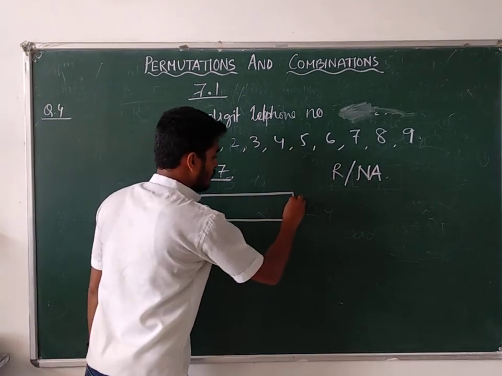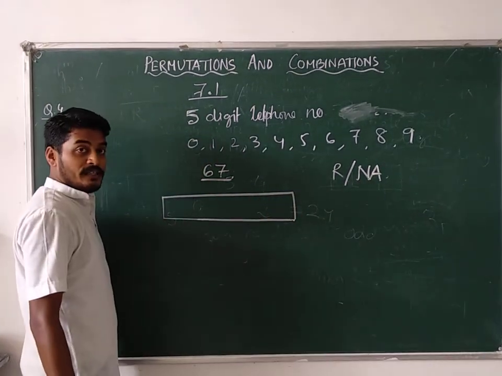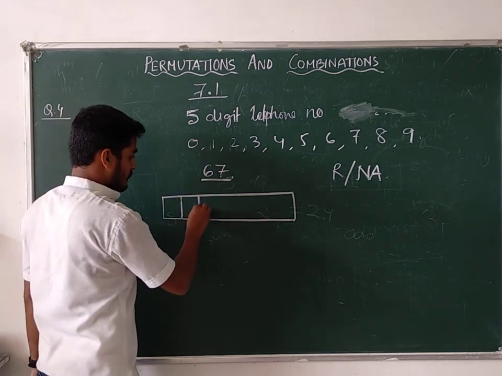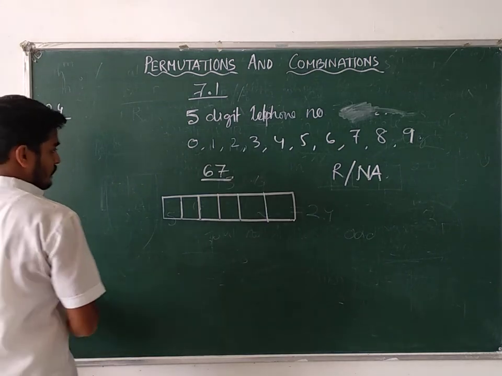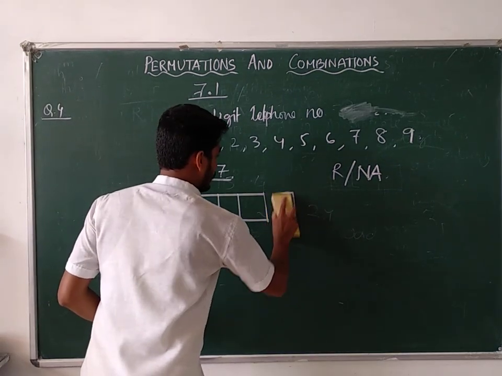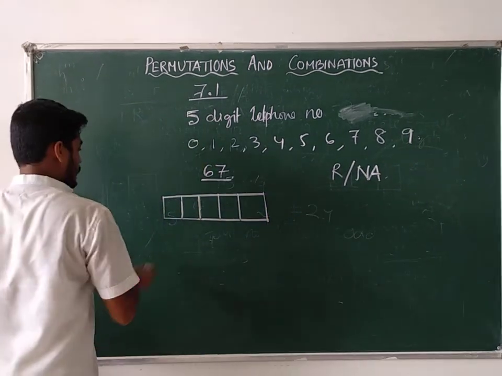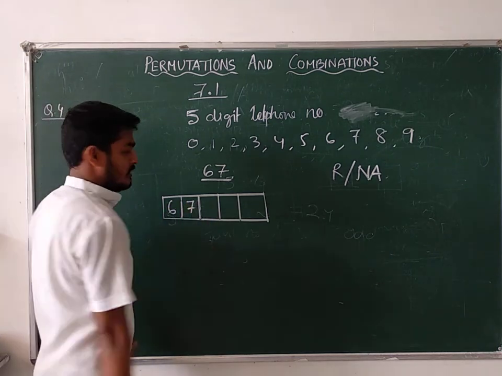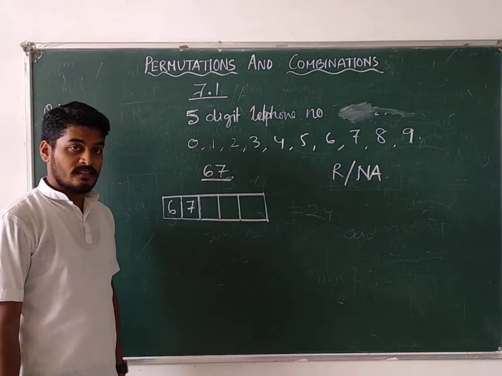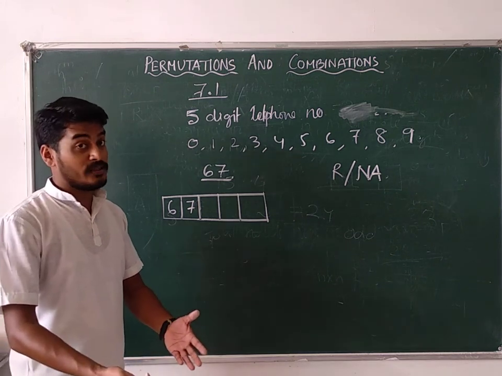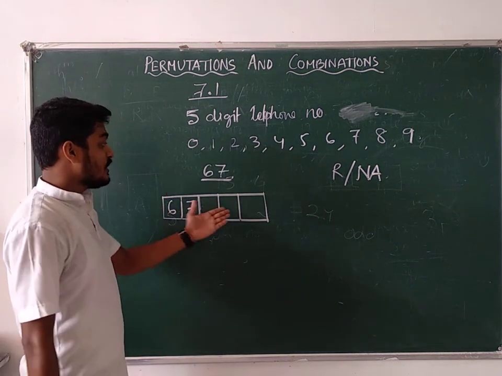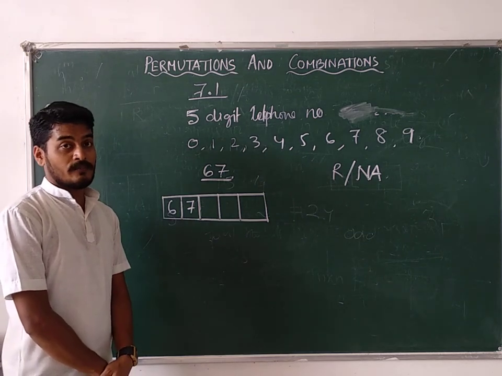As you have to form a phone number, how many digits does it contain? 5 digits. That's why I have drawn 5 different boxes. Okay, 5-digit telephone number. It is already given that the number should start with 67. Now my question is how many places are left with us to be filled up? Obviously 3 different places are to be filled up.